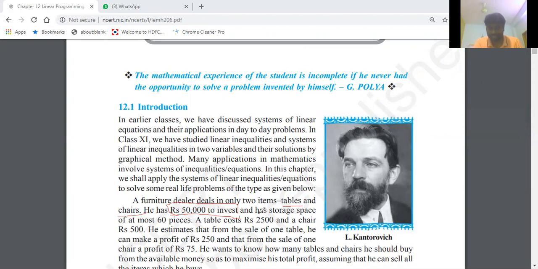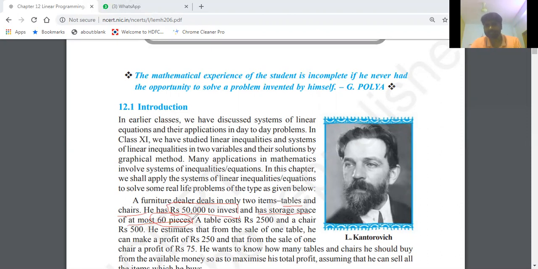And he has storage space of at most 60 pieces. Means in his lorry, in his vehicle, there is a place only for 60 pieces. Means tables and chairs including both, only 60 pieces he can allot. Only 60 pieces he can arrange in his vehicle. So storage space is limited to a maximum of 60 pieces, correct?